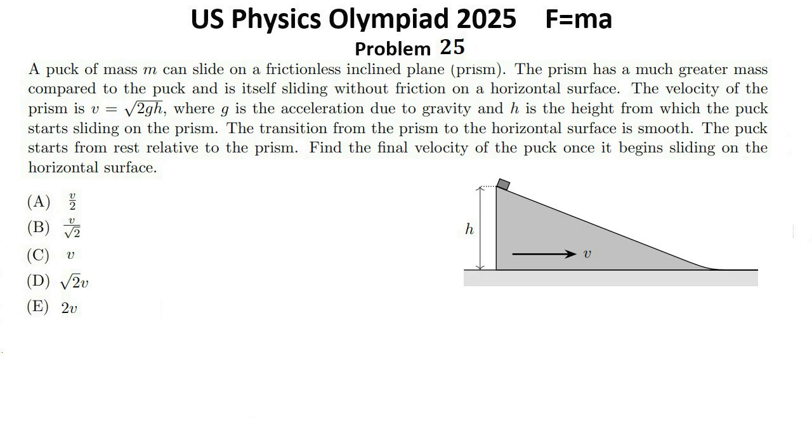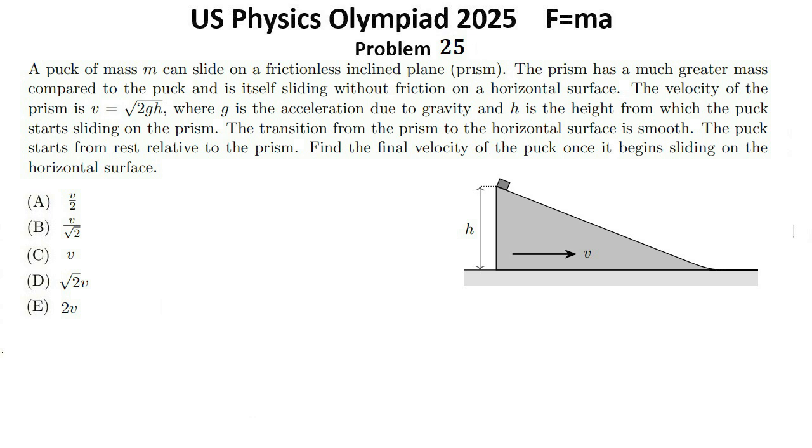Problem 25. A puck of mass m can slide on a frictionless inclined plane, a prism. The prism has a much greater mass compared to the puck and is itself sliding without friction on a horizontal surface. The velocity of the prism is v equals square root of 2gh, where g is the acceleration due to gravity and h is the height from which the puck starts sliding on the prism.